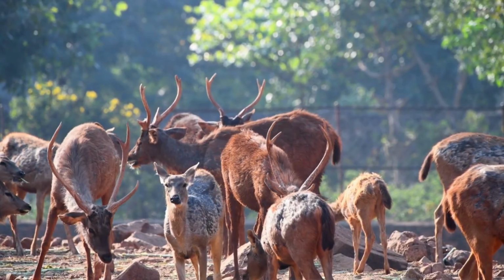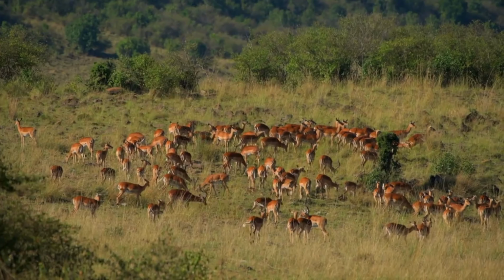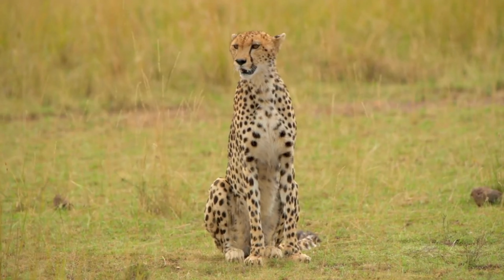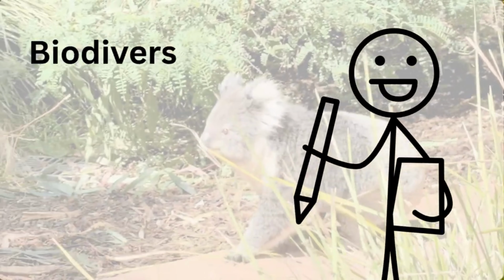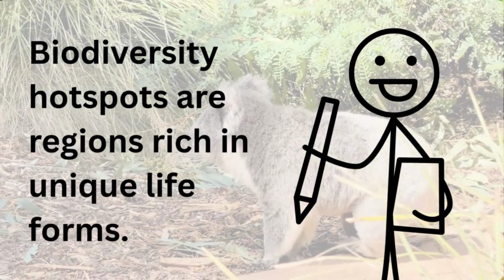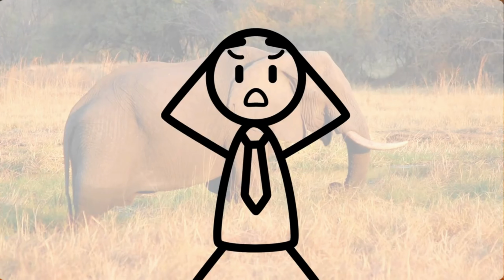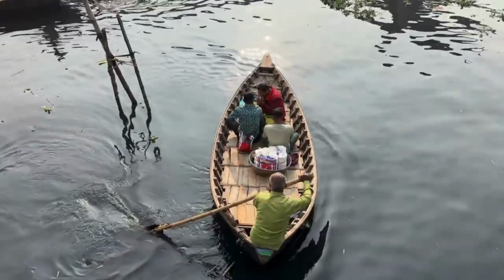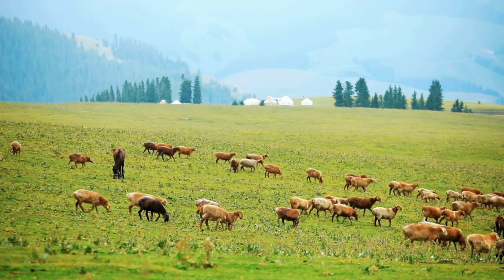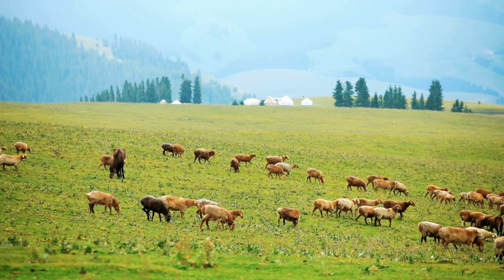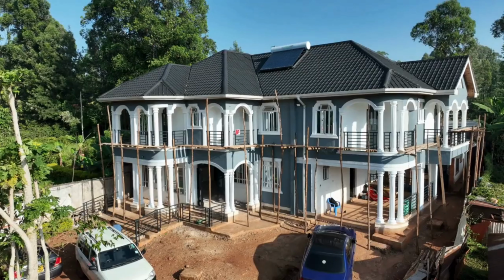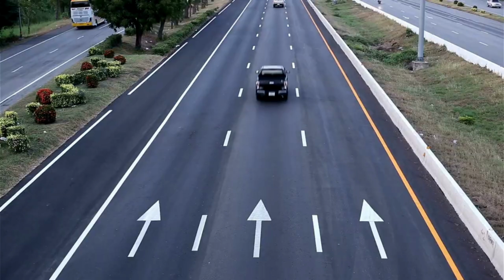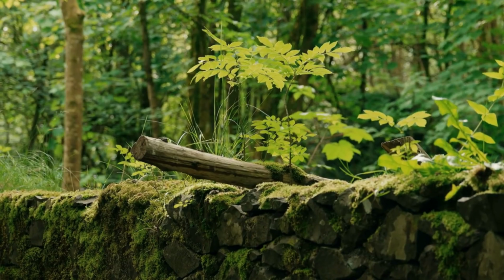So, biodiversity hotspots are not accidental. They are the natural outcome of long-term stability, adaptation, and isolation. We have understood that biodiversity hotspots are regions rich in unique life forms. Today, many of these hotspots are under serious threat, primarily due to human activity. Because these regions often have fertile land and favorable climates, they are attractive for agriculture, settlements, and industrial development. As forests are cleared for farming, roads, and cities, natural habitats are destroyed.